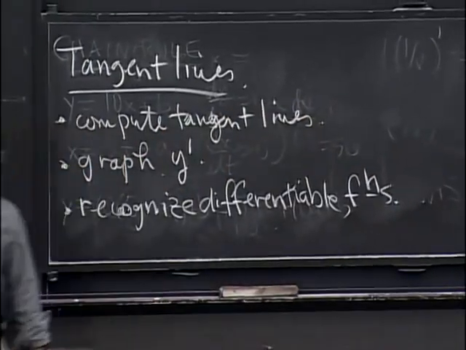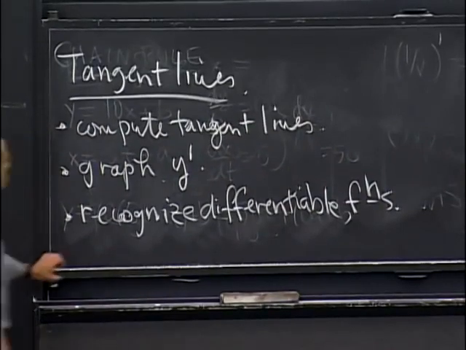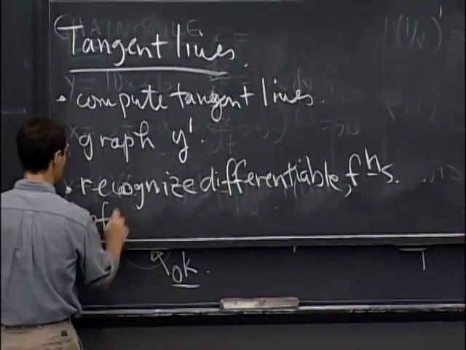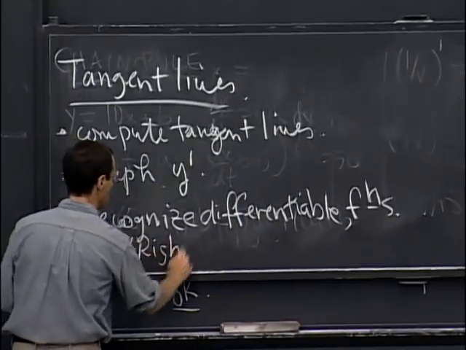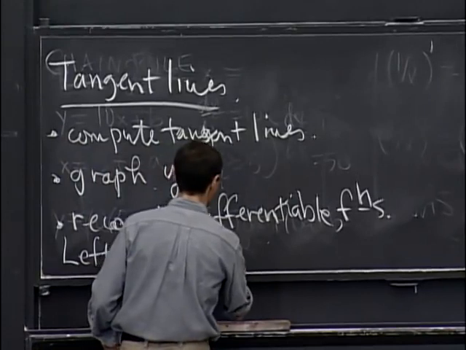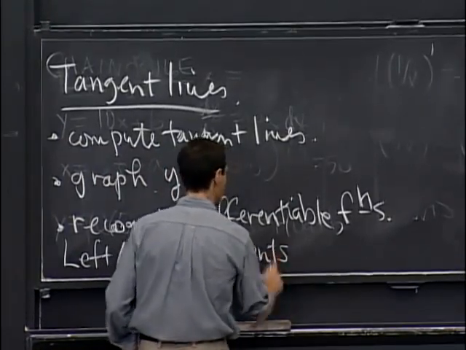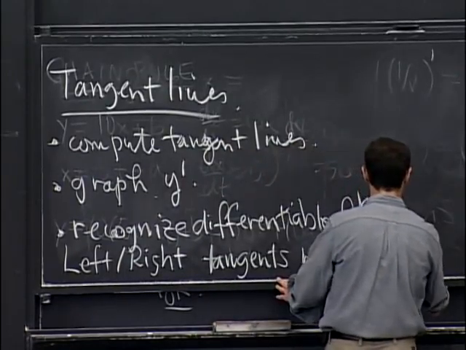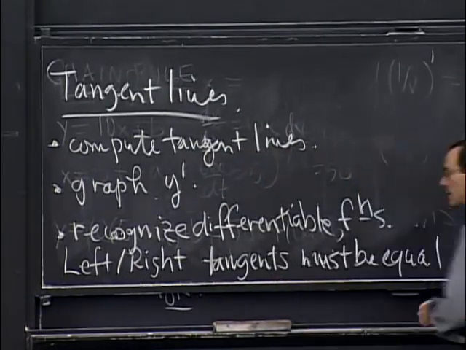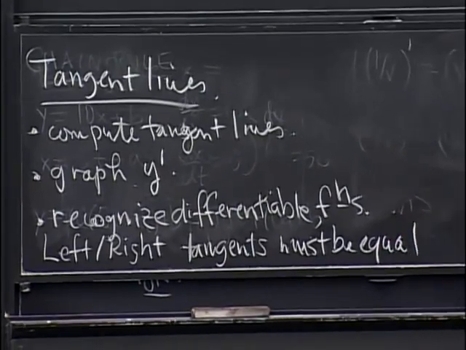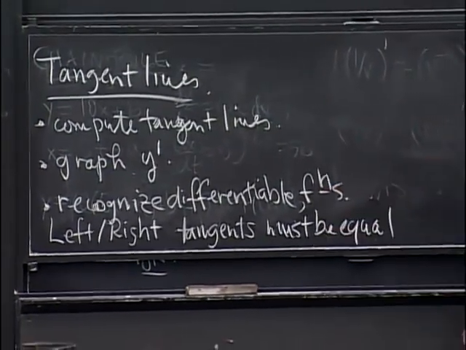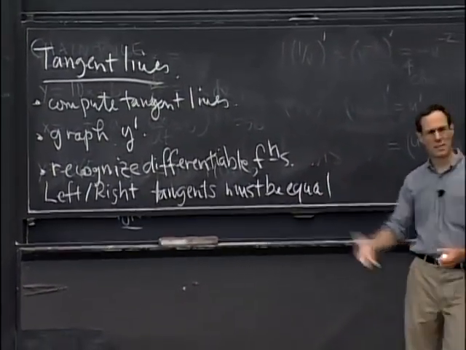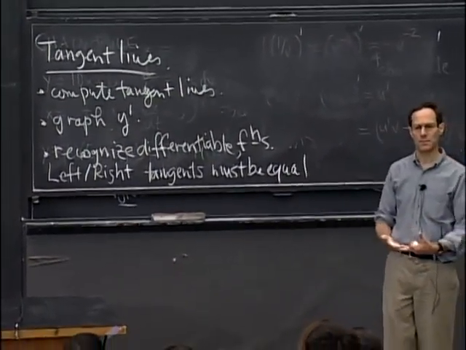All right, so how do you do this? Well, we really only have one way of doing it. We're going to check that the left and right tangents must be equal. So again, this is a property that you should be familiar with from some of your exercises. And the idea is simply that if the tangent line exists, it's the same from the right and from the left.